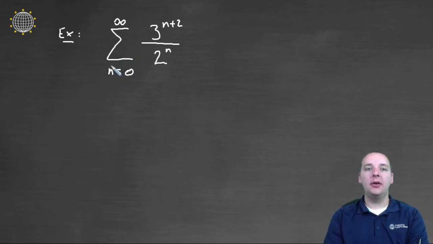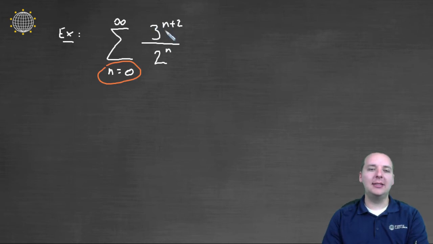All right, one thing I noticed right off the bat is that the index starts at 0 instead of 1. A lot of times when you see that, these will be geometric series. Now, does every series that starts with 0 have to be geometric? Certainly not. But that's kind of an indicator right off the bat.